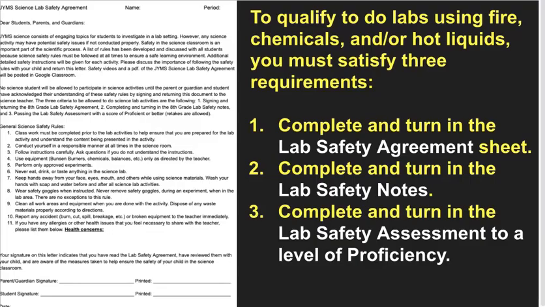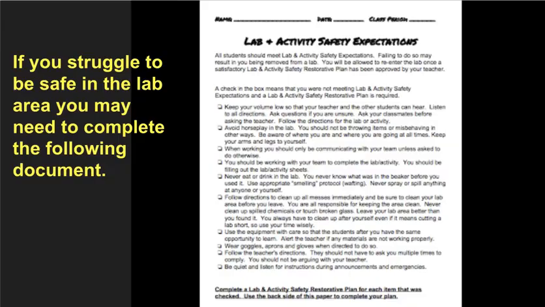so you can refer back to it anytime you need to. Now remember, to qualify to do labs when using fire, chemicals, and or hot liquids, you must satisfy 3 requirements. The first of which is to complete and turn in the lab safety agreement sheet as seen on the left of this slide. The second is to complete and turn in the lab safety notes. And the third thing is to complete and turn in the lab safety assessment with a level of proficiency. And you'll find out what that is when you get to the assessment.